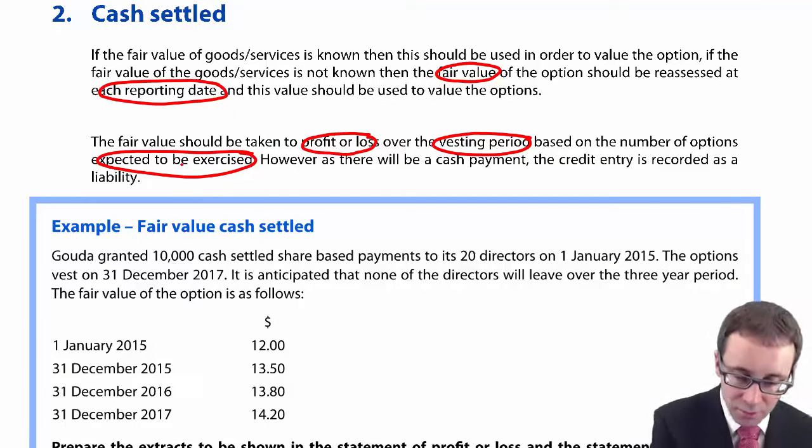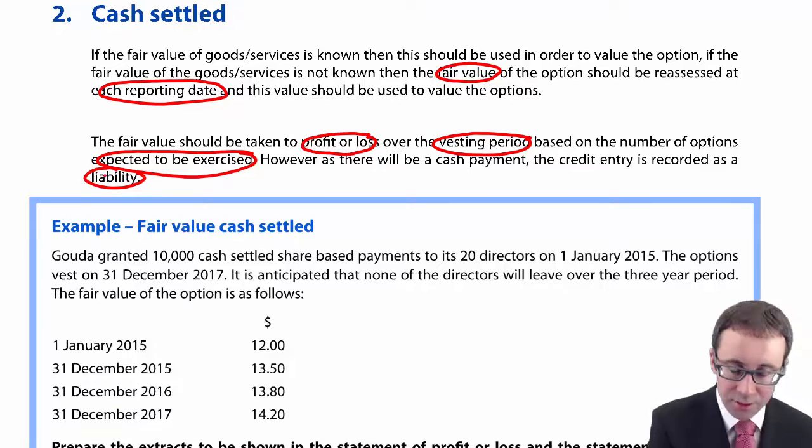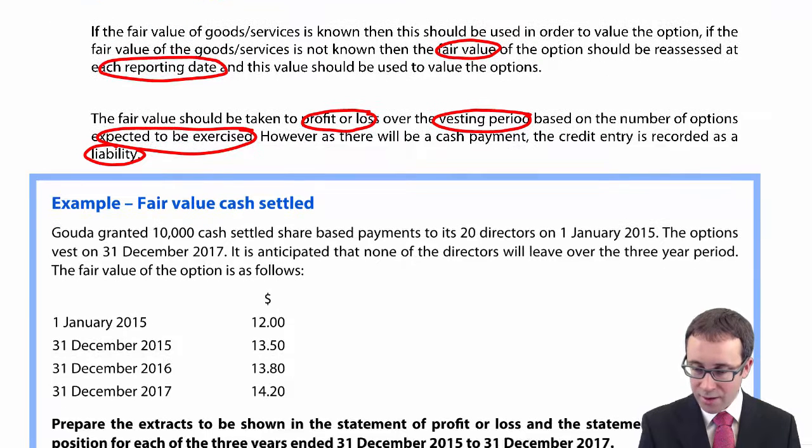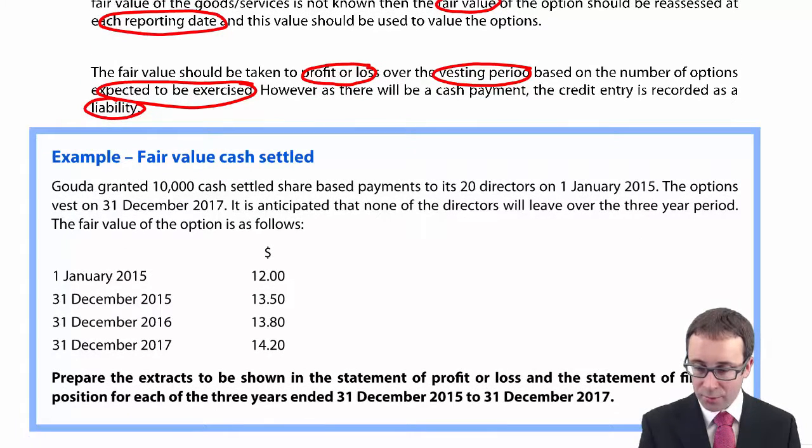However, the second difference, remember, is that on the statement of financial position you don't recognise equity, you recognise a liability, as we are creating that obligation because we are going to pay cash to the employees based on the performance of the share. Sound familiar? Exactly what we spoke about in the introduction. Brilliant. Let's have a look at the example.